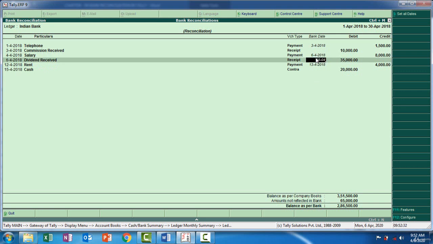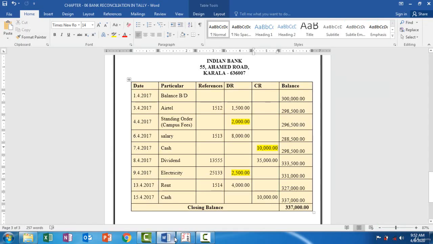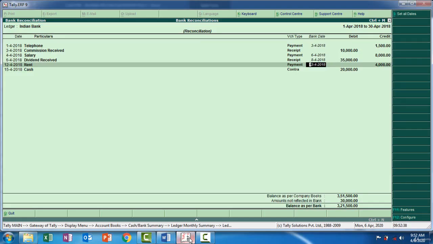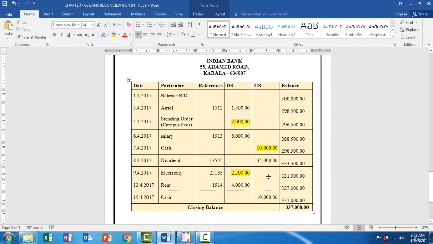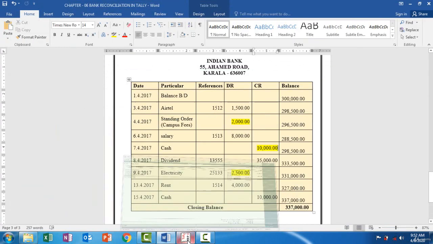8th of April. Okay. The next one is not recorded. This one is recorded. This one is cash deposit 10,000, but the cash deposit here is not 10,000. So we need to record this 10,000 also. It's not recorded. So I'm going to differentiate here also.